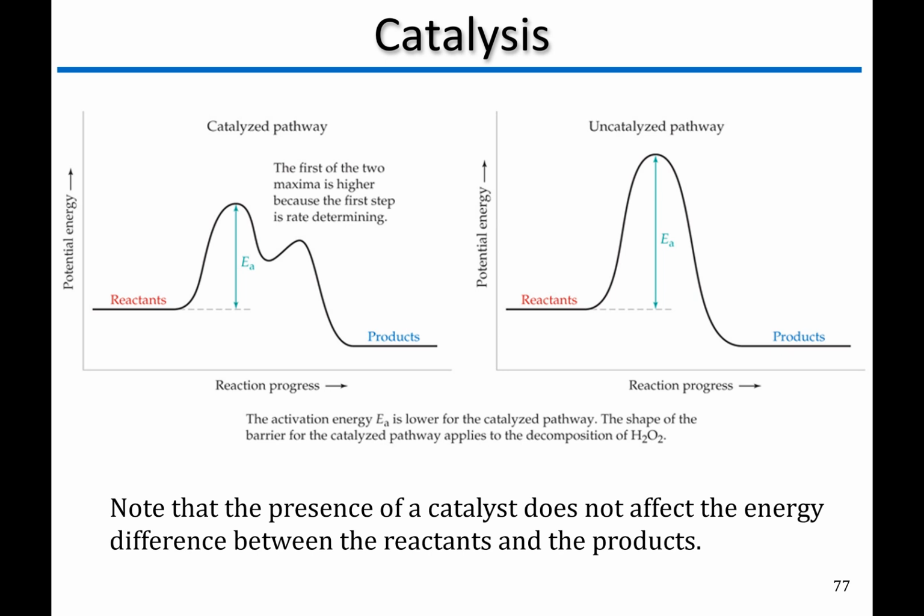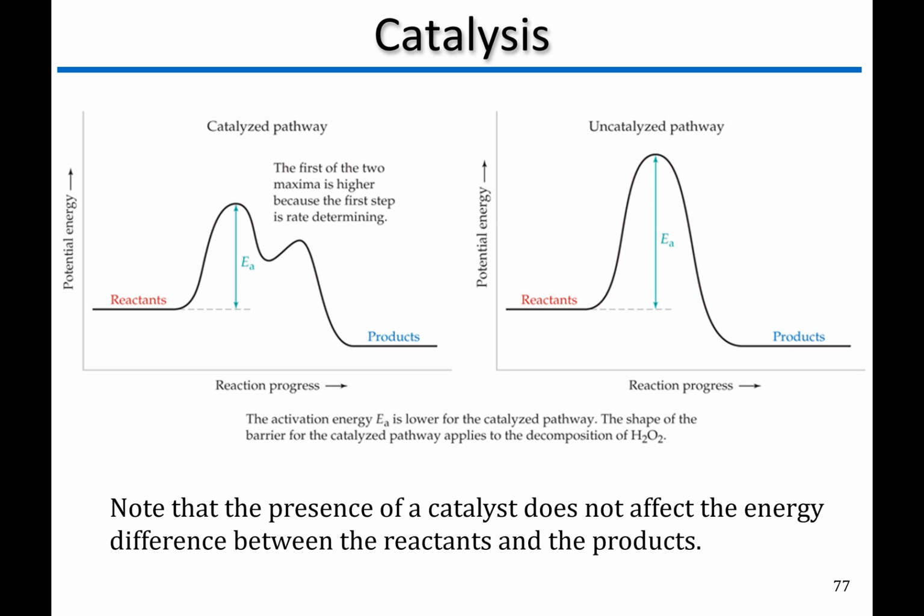Okay, so with this mechanism, the first step was the rate determining step. So we see here that it has a higher activation energy. Okay, and then the uncatalyzed reaction, we just have one large activation energy. So notice that not only is the activation energy of the catalyzed pathway lower, but now we have two steps. So here we just have one step. So not only does it lower the activation energy, it actually creates a new pathway. Okay, so that's kind of the point I'm trying to stress here.